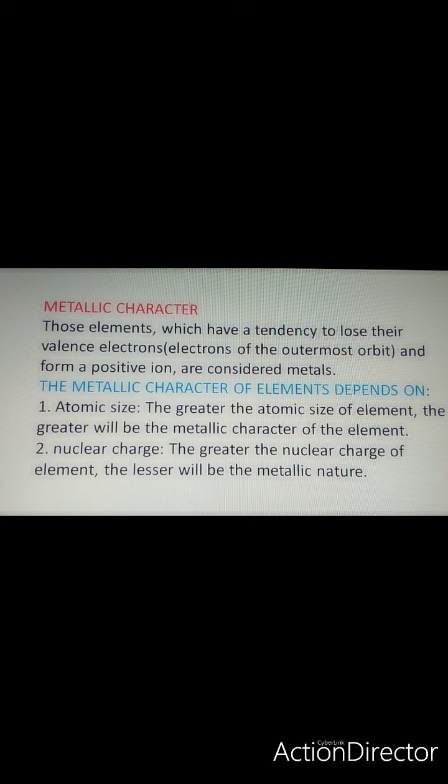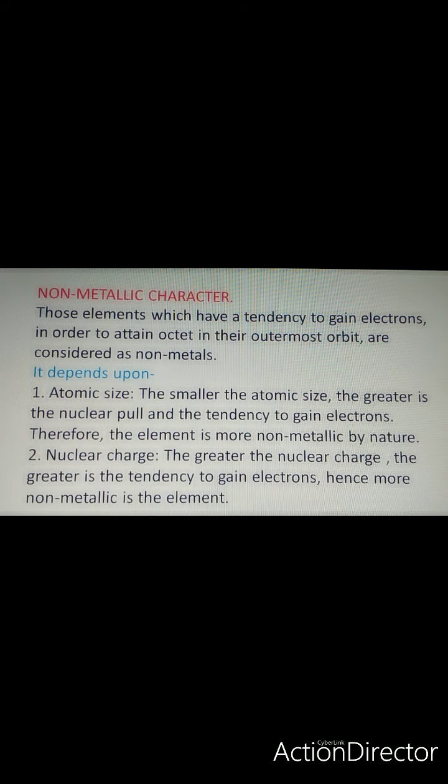Elements which lose electrons to complete their octet are called reducing agents. Metals are good reducing agents. The greater the tendency to lose electrons, the stronger is the reducing agent. So metals are good reducing agents.